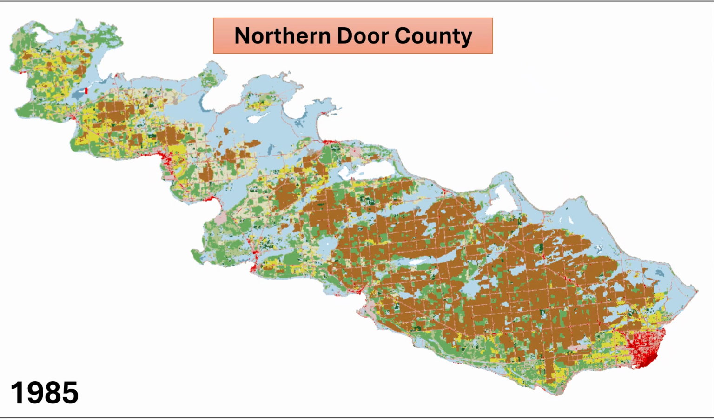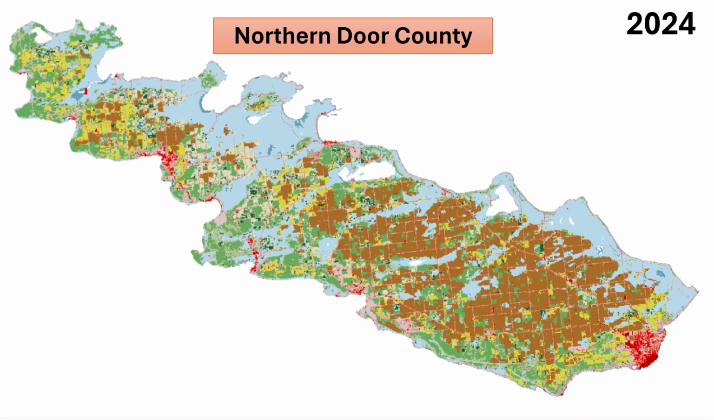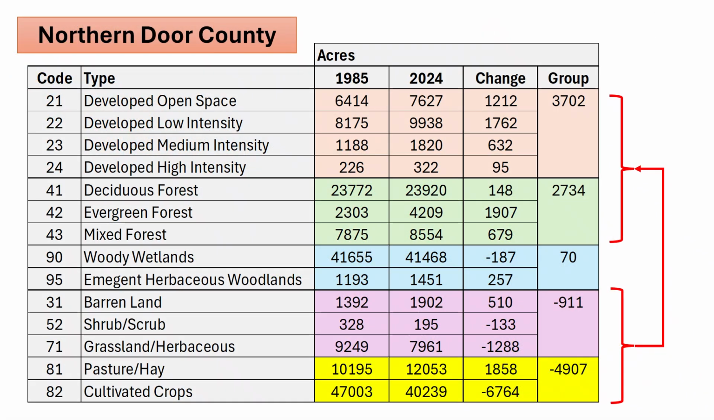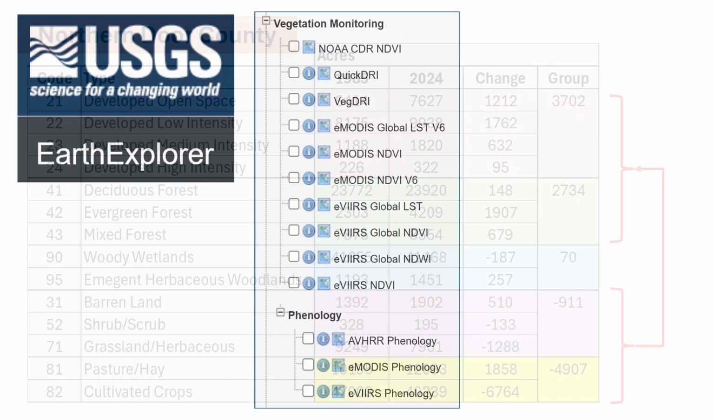Here we have extended this analysis to all of northern Door County for the period 1985 to 2024. Again, you can detect some changes, but quantitatively, we see increases in developed land and forested areas, which came at the expense of farmland and open land.